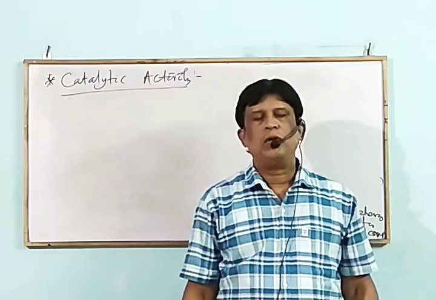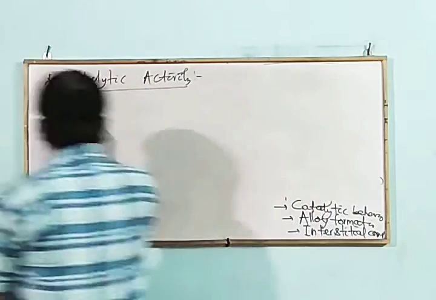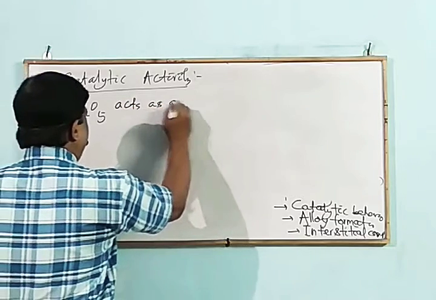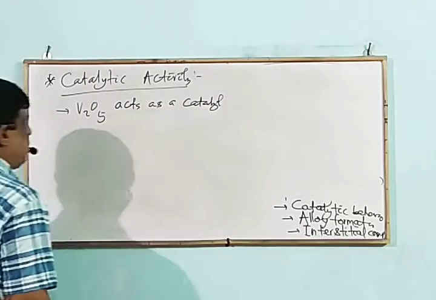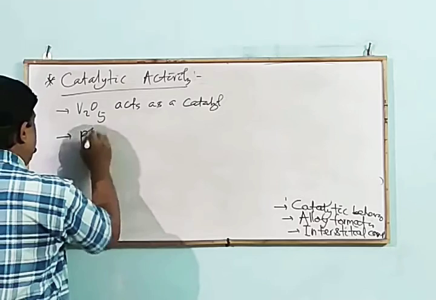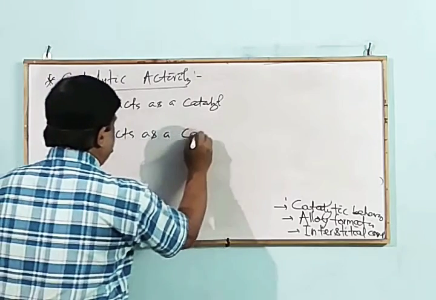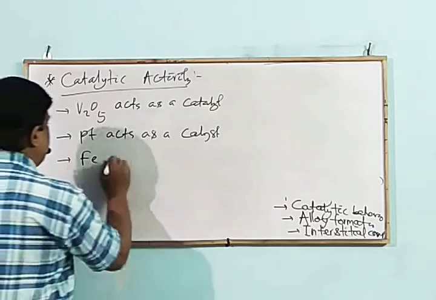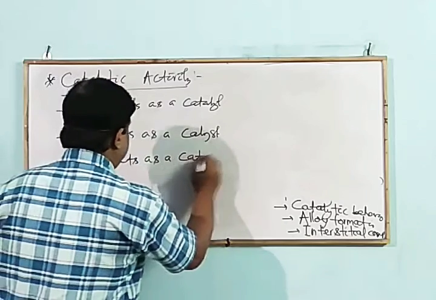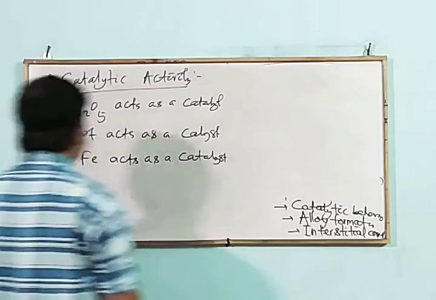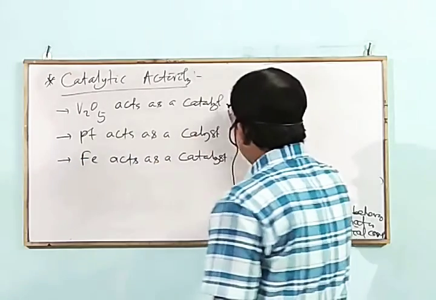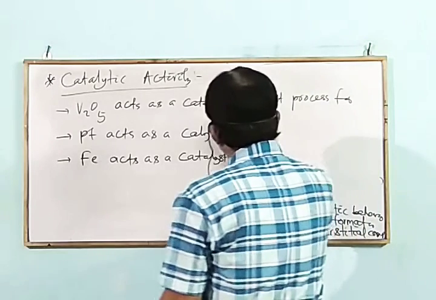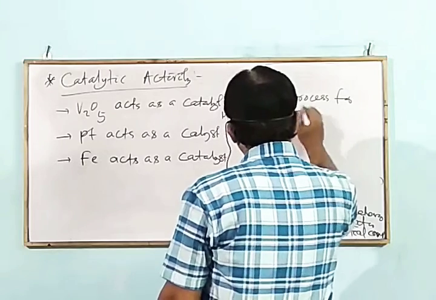One example, V2O5, vanadium pentoxide, acts as a catalyst. Finely divided nickel or platinum also acts as a catalyst. Next, finely divided iron also acts as a catalyst. That is, platinized asbestos or vanadium pentoxide act as a catalyst in the contact process for manufacture of sulfuric acid.